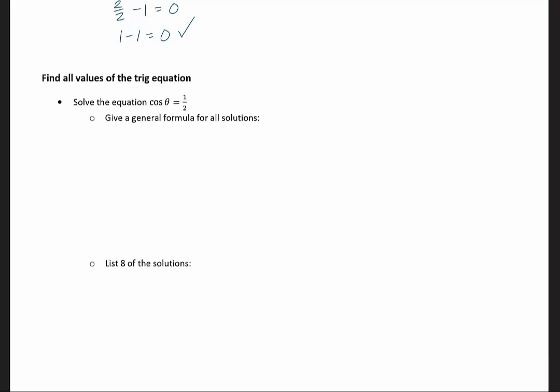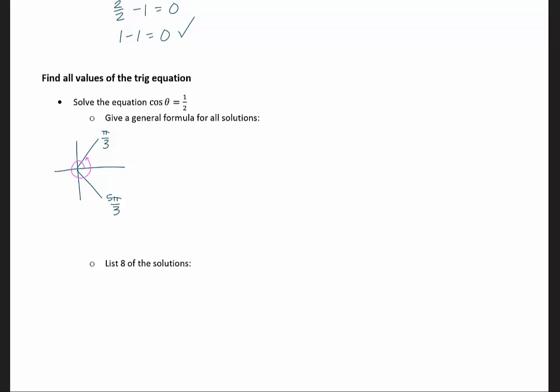So when I look at cosine of theta equals 1/2, I can think to myself, where does that happen? Well, cosine is positive in quadrants 1 and 4, so I know that cosine has to be 1/2 at pi over 3 and 5 pi over 3. And so I know that I can do infinite revolutions all the way around. So that would be adding 2 pi to pi over 3. I could do it to 5 pi over 3.